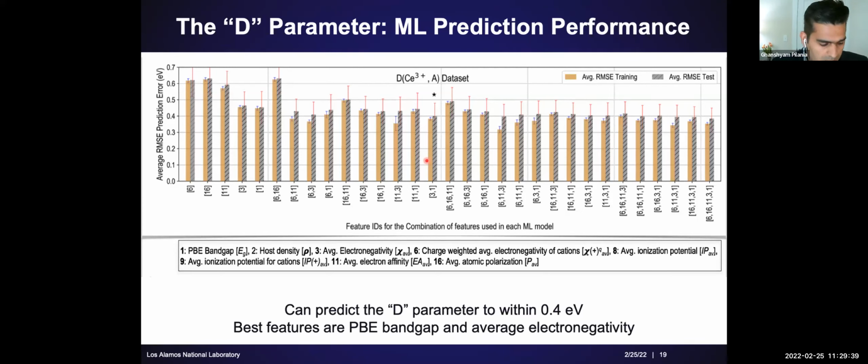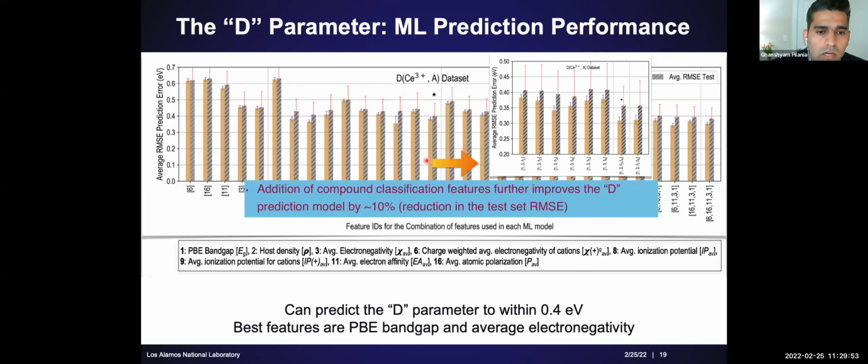Here again, we know that the D parameter also depends on crystal field, and none of these features include a crystal field description. And so we include that information posteriorly in an implicit manner. We don't exactly calculate the relaxed geometry, but we just include some classification metrics, and that alone allows us to bump up the performance by 10% on the test set.